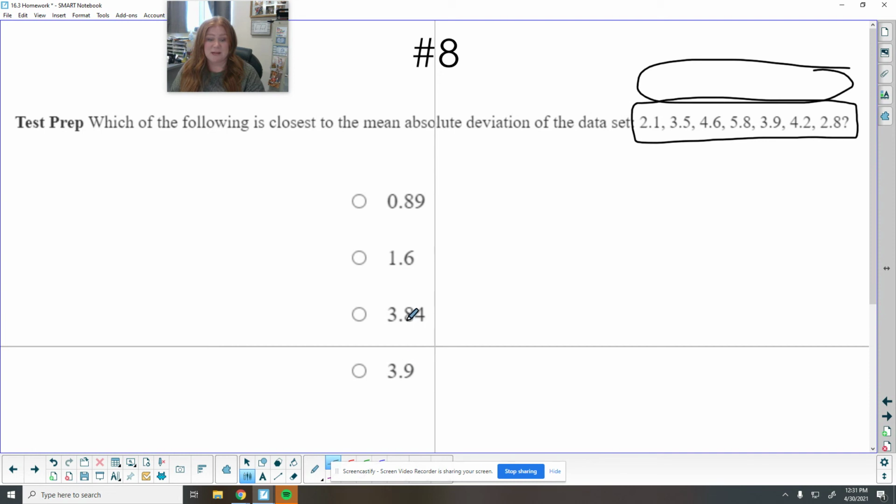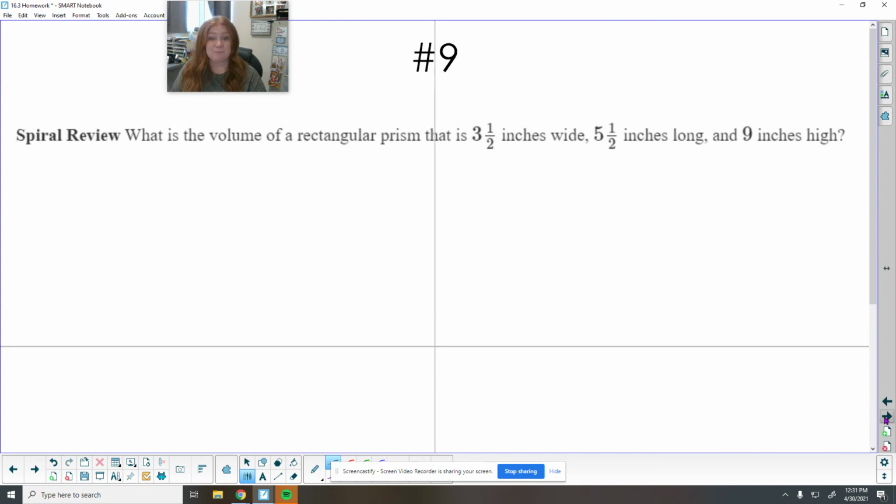So I do notice, right, this says 3.8, this is 3.9. The other ones are either, is it 1? Is it less than 1? So looking there. So add them up, divide by how many there are, find the difference to the mean, add up your distances, which one is closest when you divide.